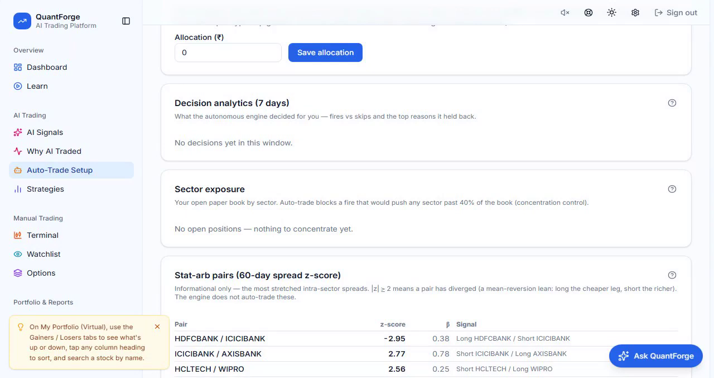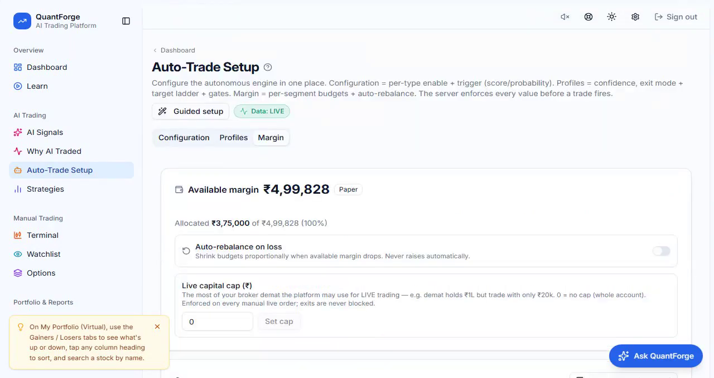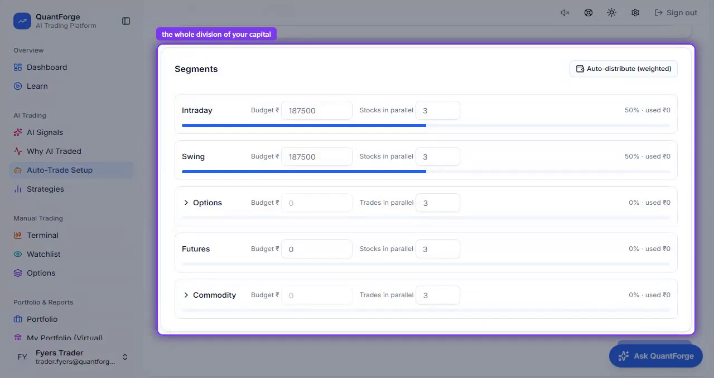Last tab margin. This is the same budget idea, seen from the top. Instead of editing one card at a time, you see the whole division of your capital, how much to each trade type, and within options and commodity, how much to each group.